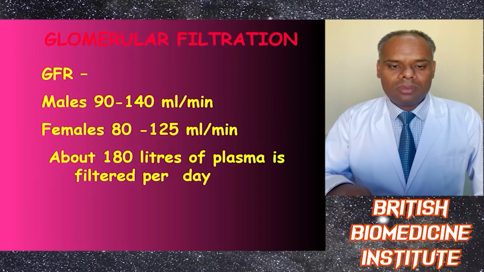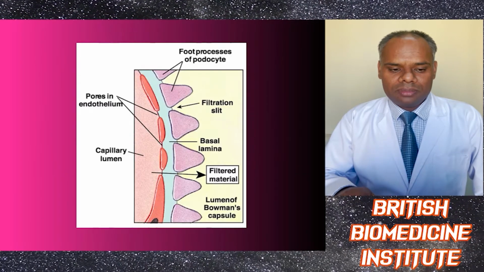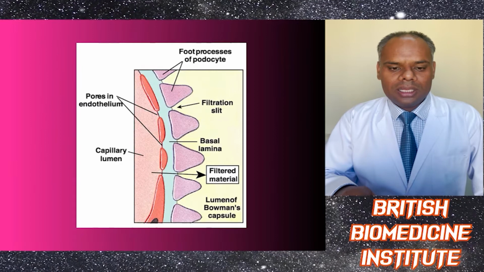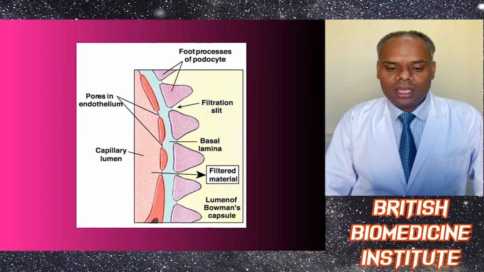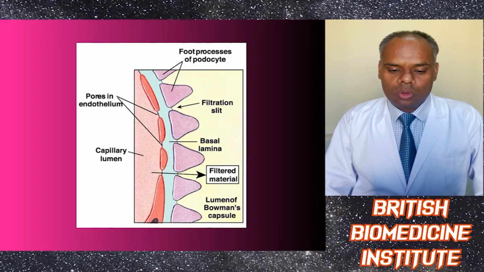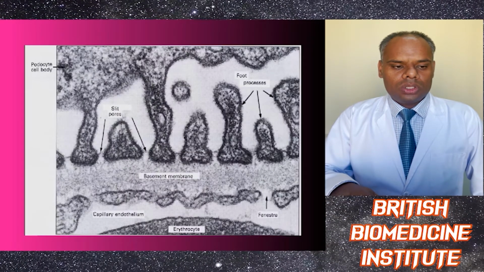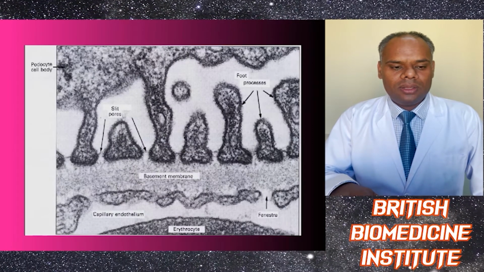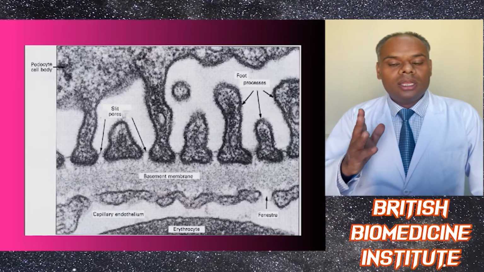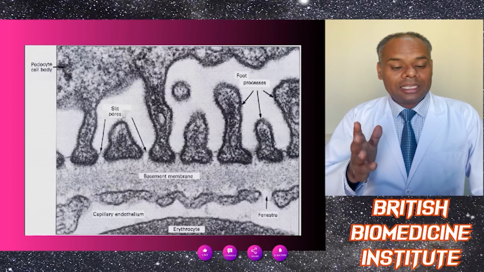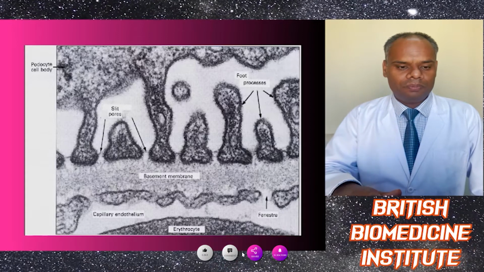This is a diagram of the glomerular filtration barrier, where the pores in the endothelium, capillary lumen, filtration slit, basal lamina, filtered material and lumen of Bowman's capsule are clearly visible. This is another diagram of it, where the slits, pores, foot processes, basement membrane, fenestrae, erythrocytes, capillary endothelium and podocyte cell body are clearly visible.